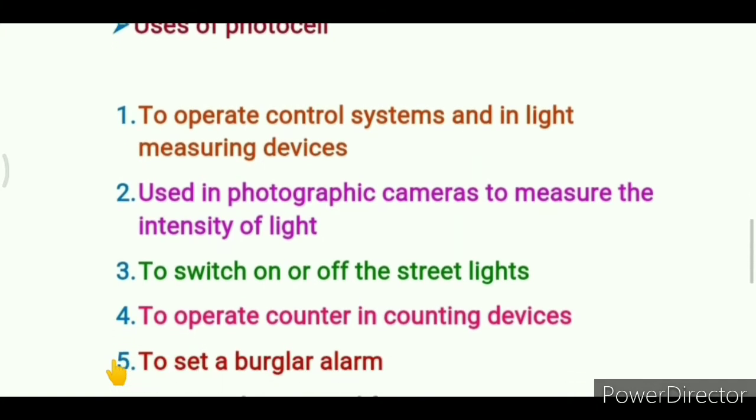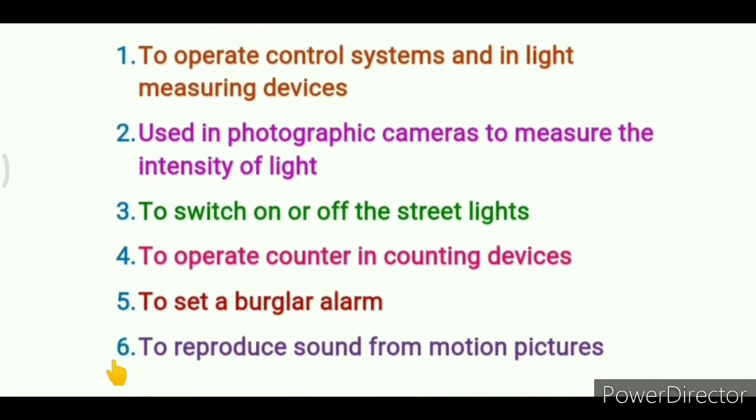This event can be used to operate a counter in counting devices. The photocell is also used to set a burglar alarm, and such an arrangement can be used to identify traffic law defaulters by setting an alarm using the photocell. It is also used to reproduce sound from motion pictures.